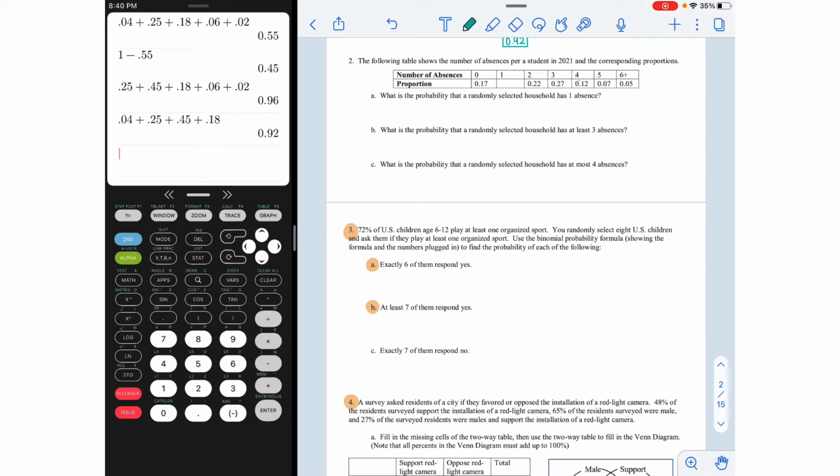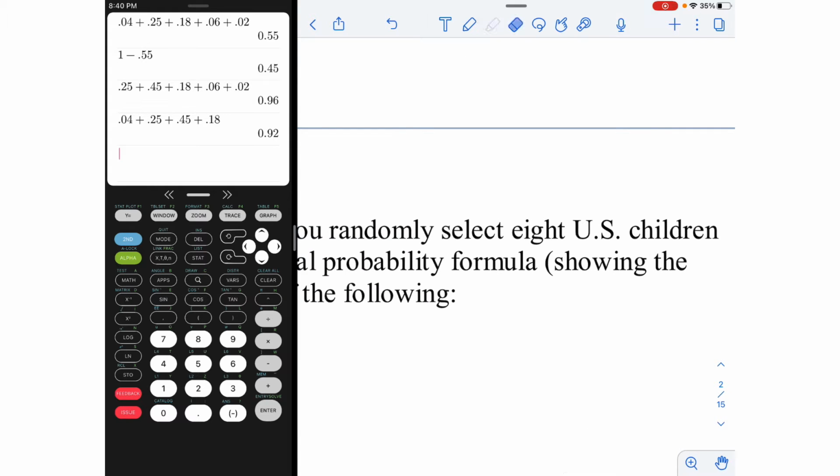72% of U.S. children ages 6 to 12 play at least one organized sport. You randomly select 8 U.S. children and ask them if they play at least one organized sport. Use the binomial probability formula, showing the formula and numbers plugged in, to find the probability of each of the following. All right, so it says you randomly select 8 children.